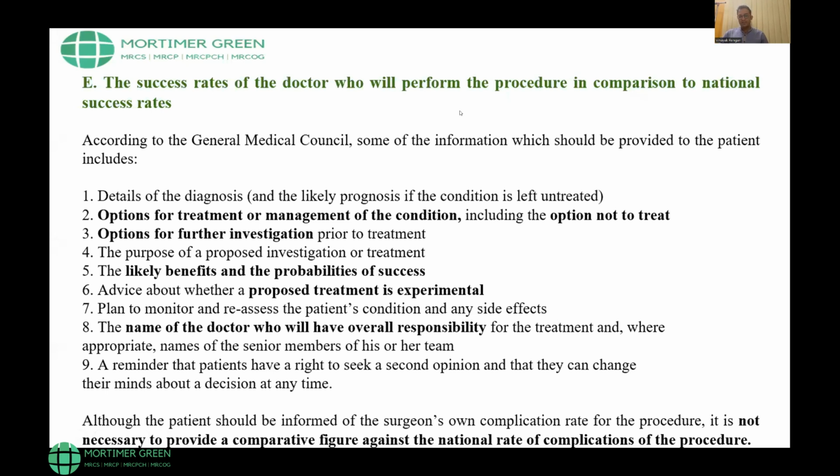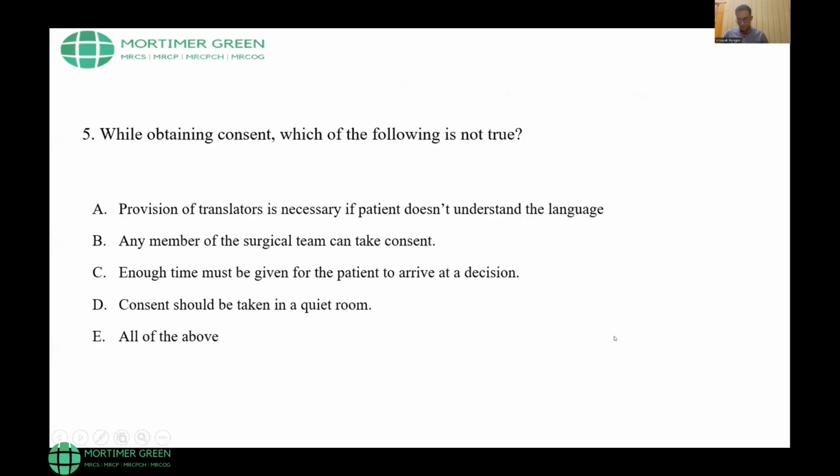No doubts. So I think I'll go with the next question. While obtaining consent, which of the following is not true?